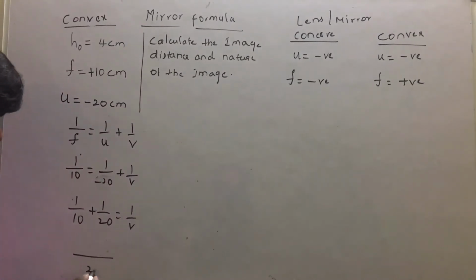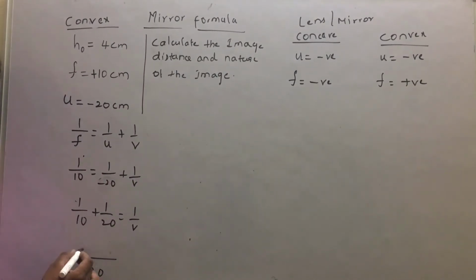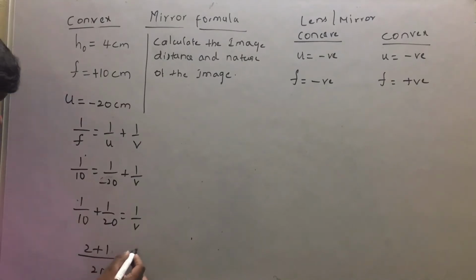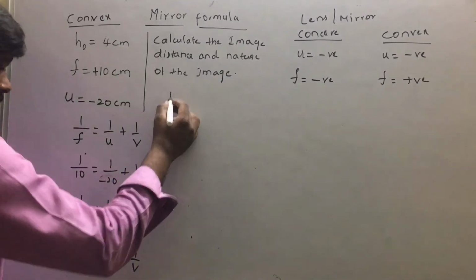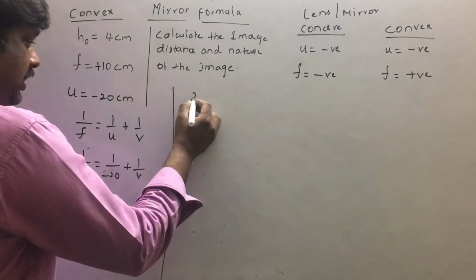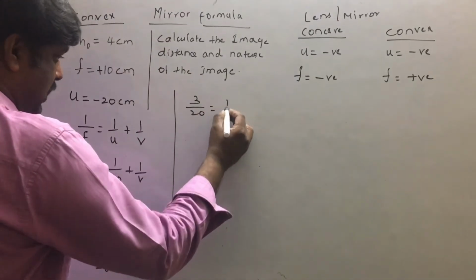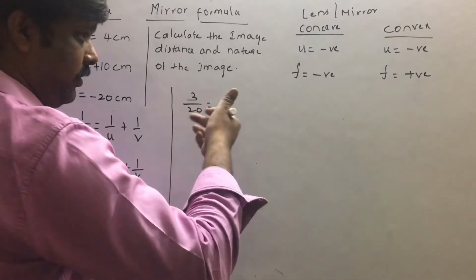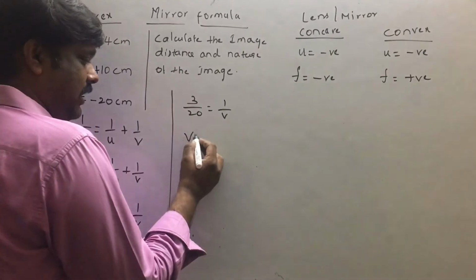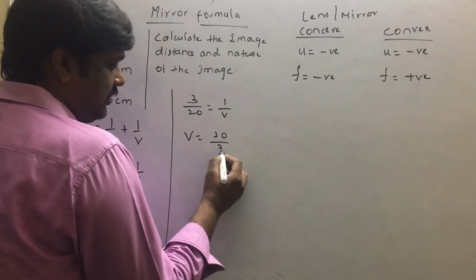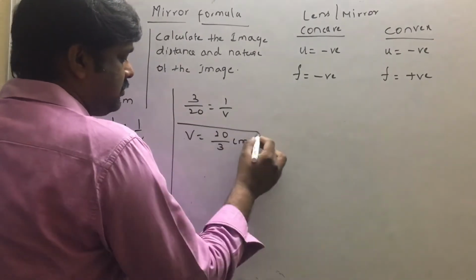LCM of 10 and 20 is 20. 10 to 1, 20 to 2... so 3 by 20 equals 1 by v. If we invert it, we get the value of v as 20 by 3 centimeters.